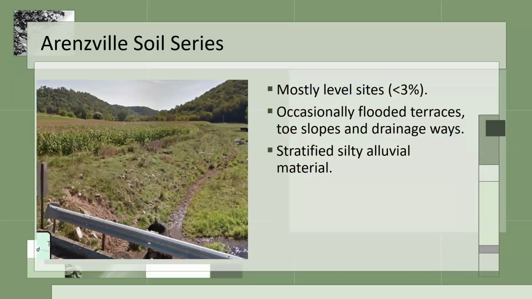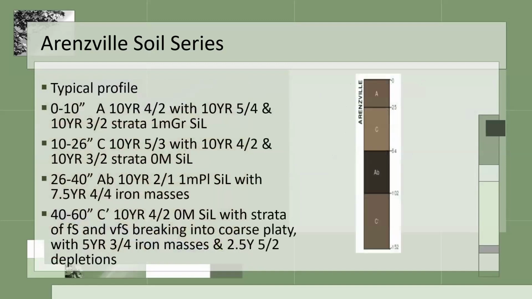So they're mostly level sites. This is sort of a typical photo of what you'd see. They're mostly level sites, sort of down in the valley bottoms. The one that I looked at is an occasionally flooded subtype. So that's occasionally flooded terraces, toe slopes, and drainage ways. So you can see here if the stream gets flooded, comes up over its bank into that cornfield, it's relatively flat in there, but it can expand wider into that valley, and so it may occasionally flood. But typically, a lot of these valley soils that you're going to see are stratified, silty, alluvial material.